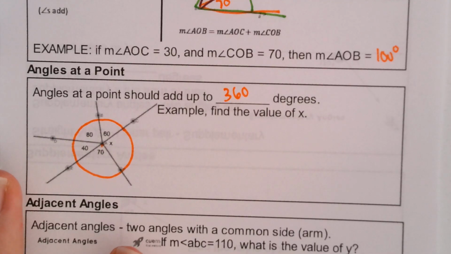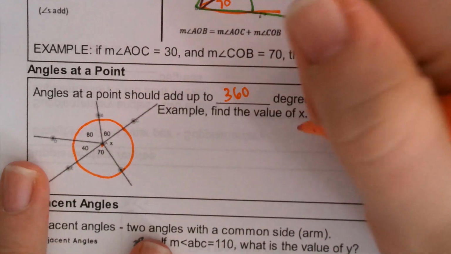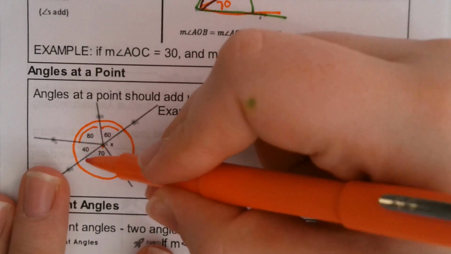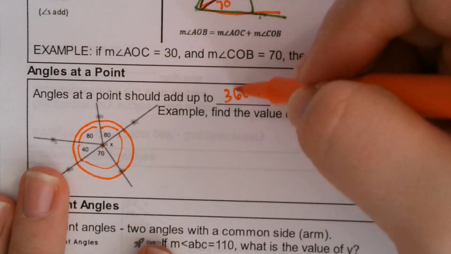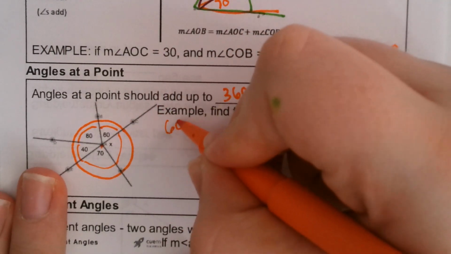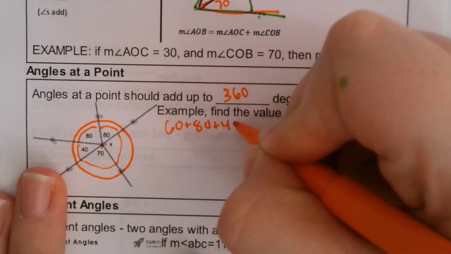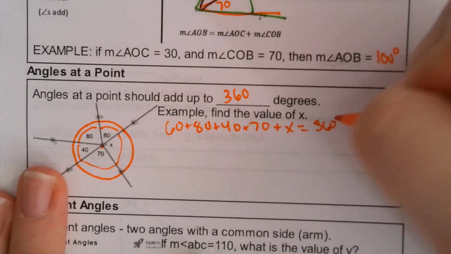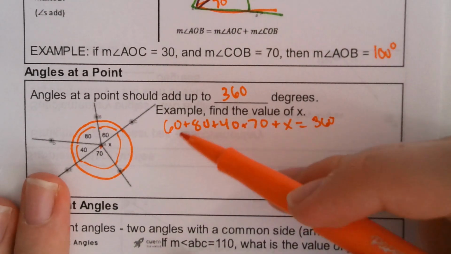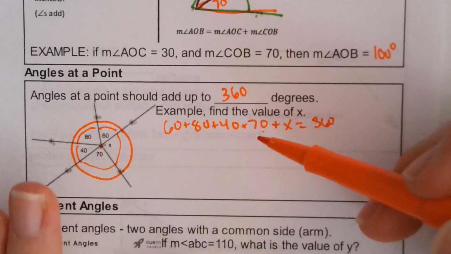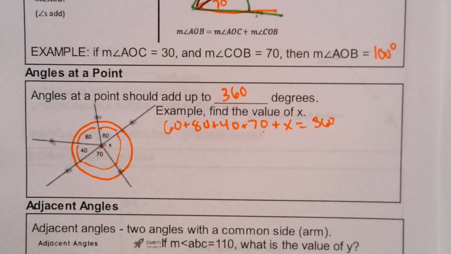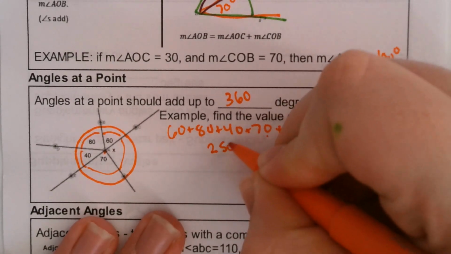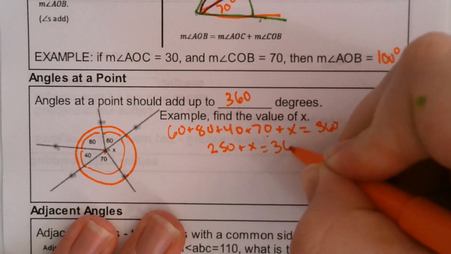So for example, you want to find the value of x. We have to add all of these angles and set it equal to 360. So we do 60 plus 80 plus 40 plus 70 plus x, all equals 360 degrees. If you add 60 plus 80 plus 40 plus 70 in your calculator, you should get 250 degrees. So we get 250 plus x equals 360.